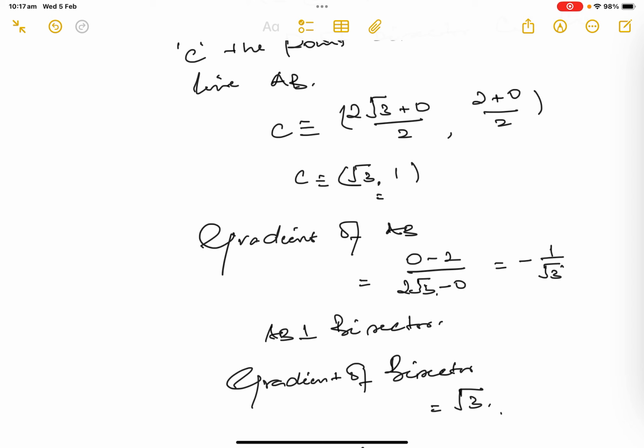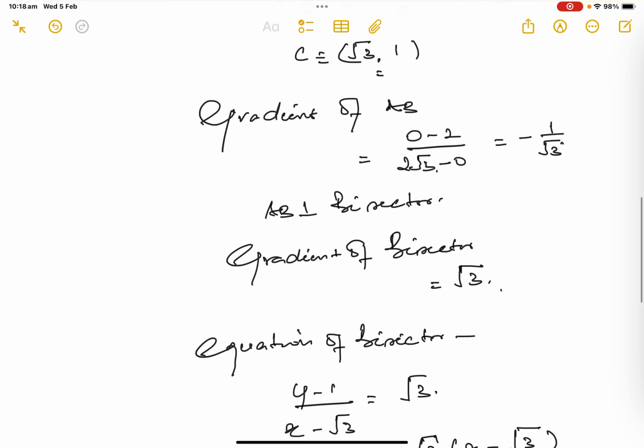The gradient of AB is simply the difference between the y coordinates over the difference between the x coordinates. So 0 minus 2, where 0 is the y coordinate of A and 2 the y coordinate of B, divided by the x coordinate of A minus the x coordinate of B. So 0 minus 2 divided by 2 root 3 minus 0. From that, the 2s cancel, there is a minus, therefore minus 1 over root 3. The gradient of AB is minus 1 over root 3.